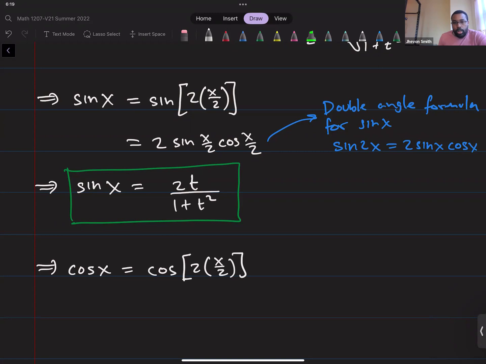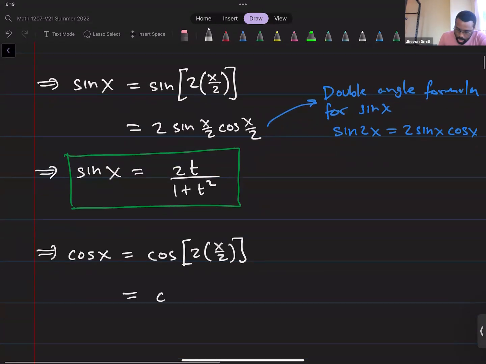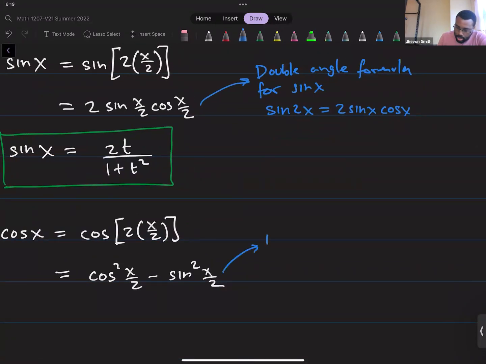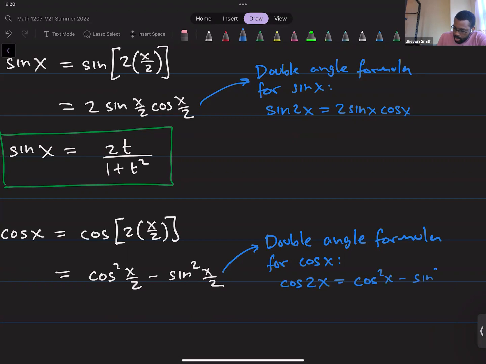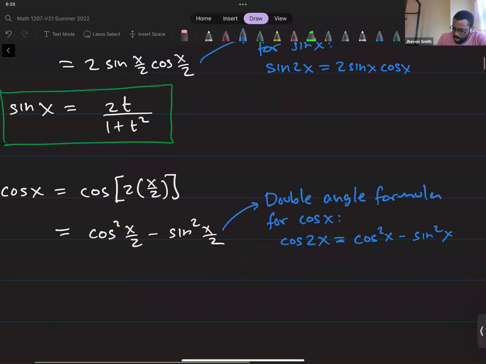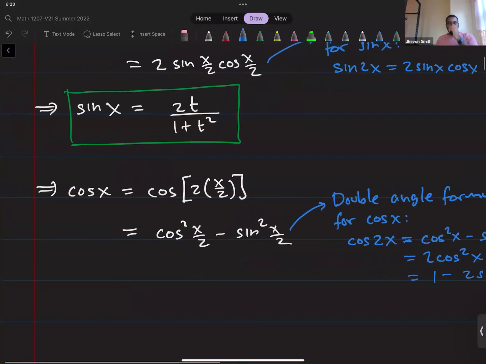So I can apply the double angle formula for cosine. That is going to be cosine squared x over 2 minus sine squared x over 2. And this is from the double angle formula for cosine, which says that cosine of 2x is equal to cosine squared x minus sine squared x. There are a bunch of ways to write this one. It's also 2 cosine squared minus 1. It's also 1 minus 2 sine squared. But those are all double angle formulas that you learned from pre-calc.